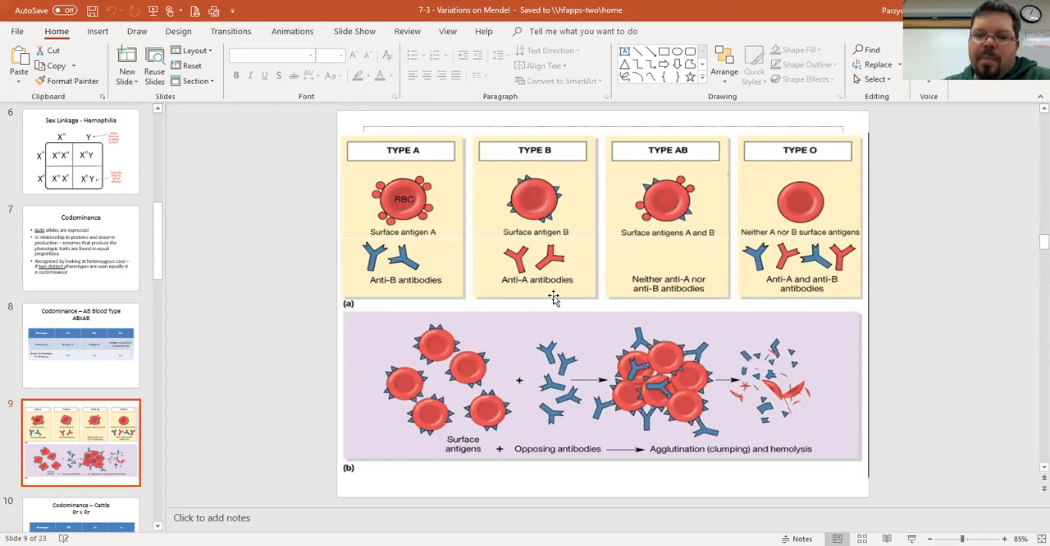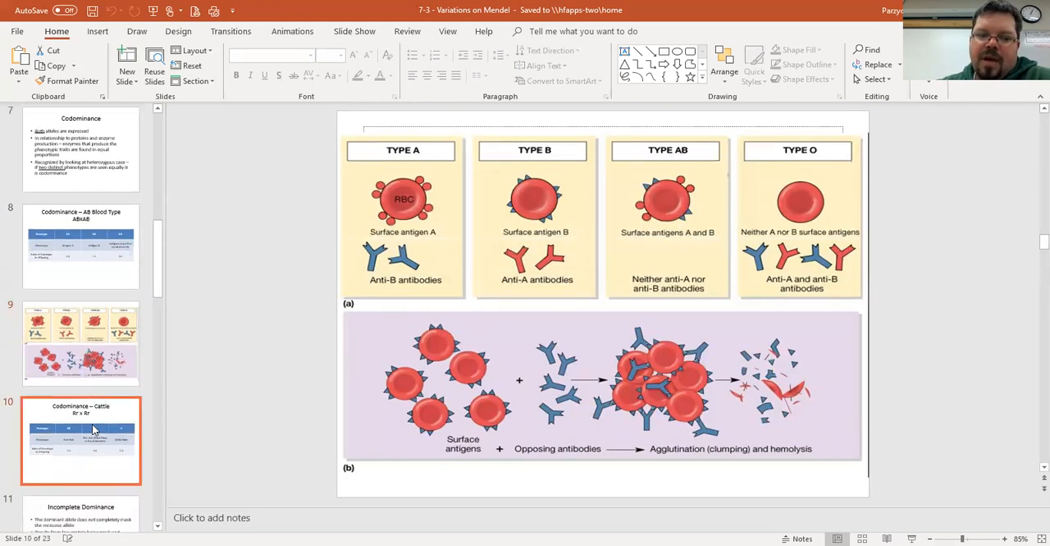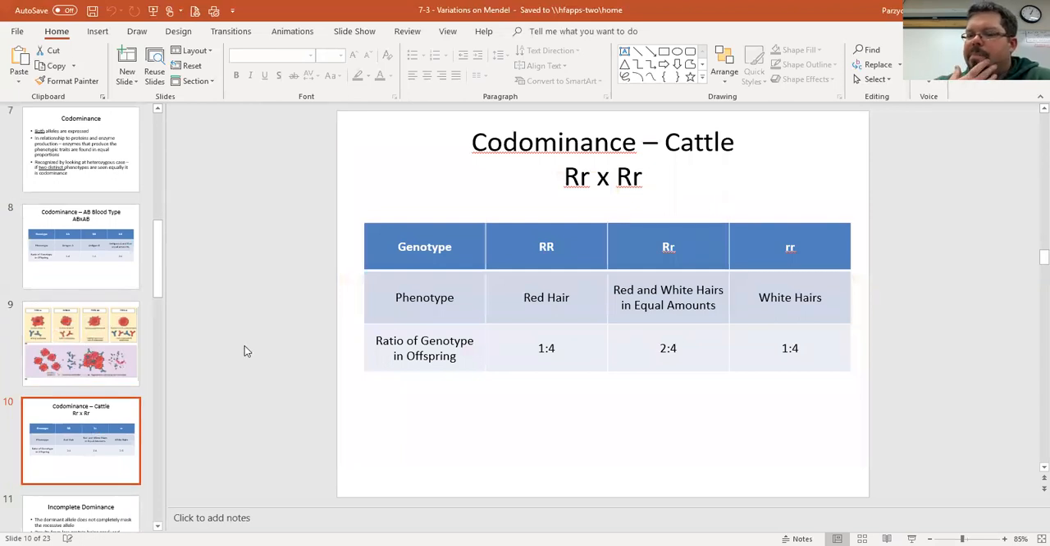We'll talk a little bit more about this tomorrow in class. This gets a little bit technical, and I want to draw some things up in class with you guys. A little bit easier example is codominance as expressed in cattle. So another example here.